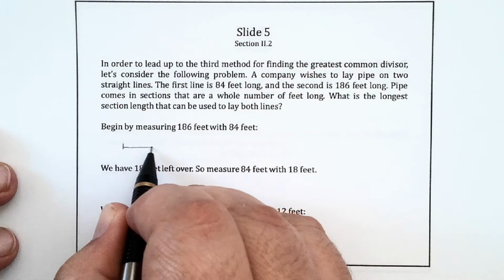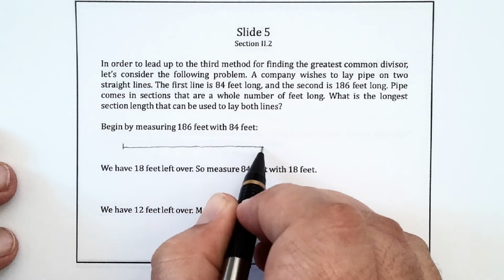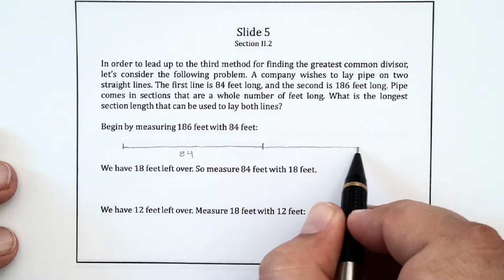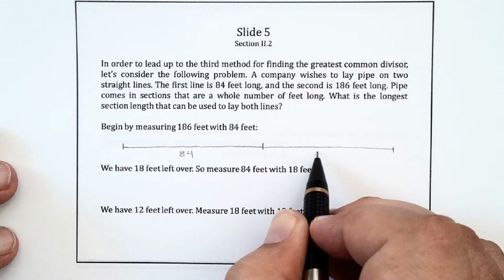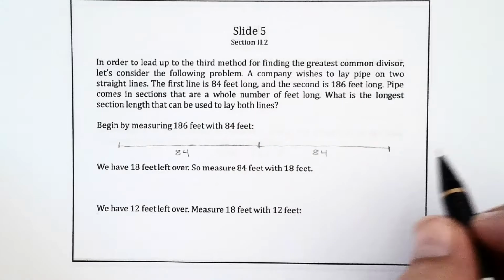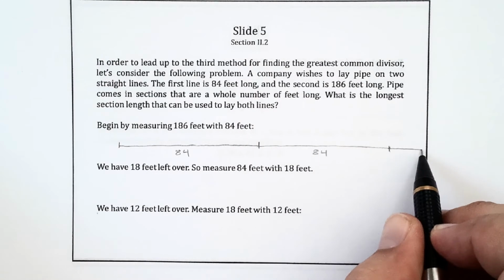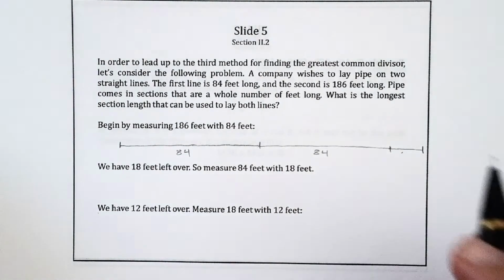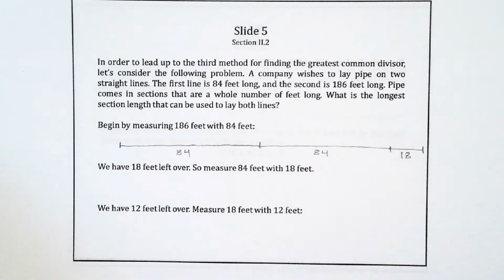Okay, so I'll just draw a little picture here. This is not supposed to be to scale. But we've got 84 feet. Another 84. And then at the end, we have a little bit cut off. What is that? Well, this comes out to 168, which means there's 18 feet left over. So we weren't quite able to do it with the 84 feet. But now let's try to use the 18 feet to measure the 84 feet.